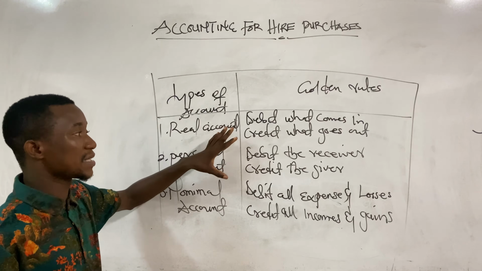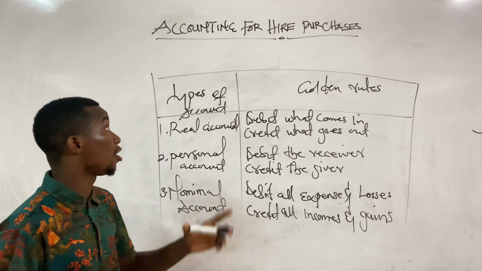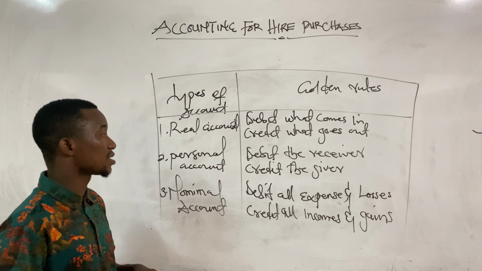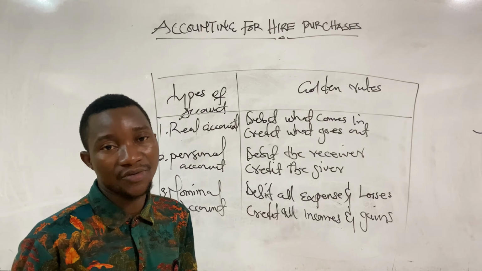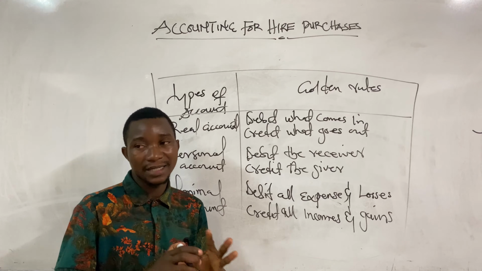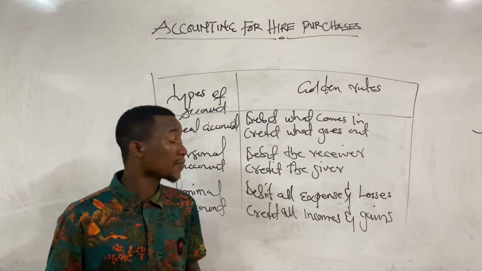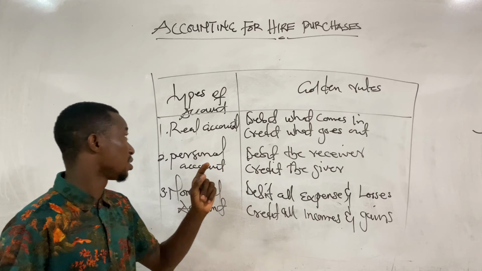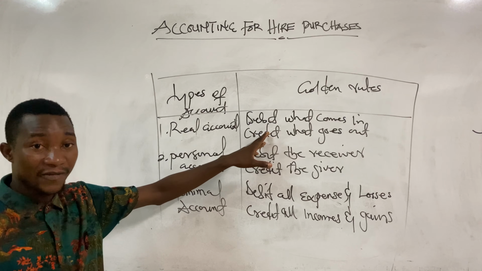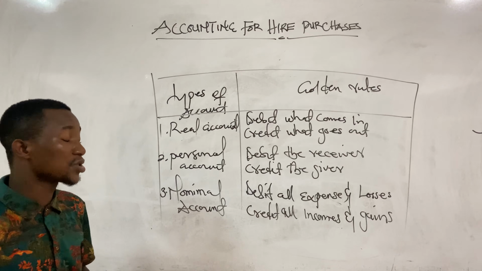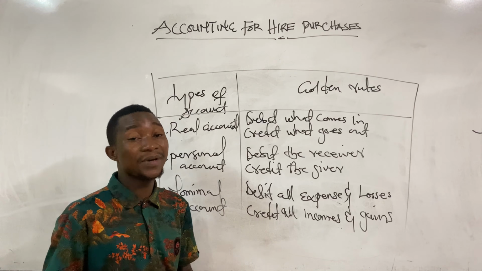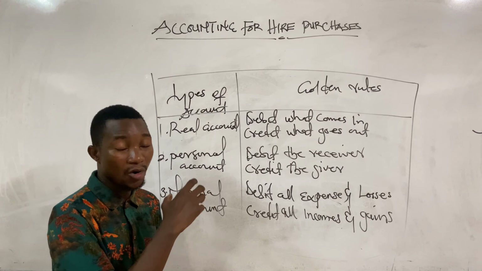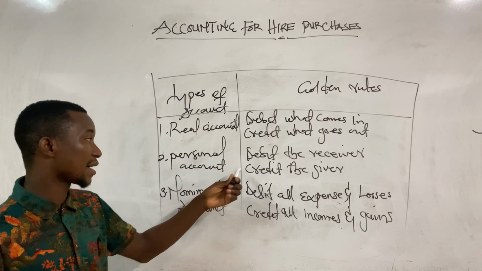If you understand this, it will help you to understand the journal entry of this hire purchase system. When we talk of real accounts, it is an account that records transactions relating to assets, liabilities, and equity, that is capital. All transactions relating to these three are governed by these rules. Personal account records transactions related to individuals or business organizations that have a direct relationship with the business or the entity. All those transactions are governed by this rule.